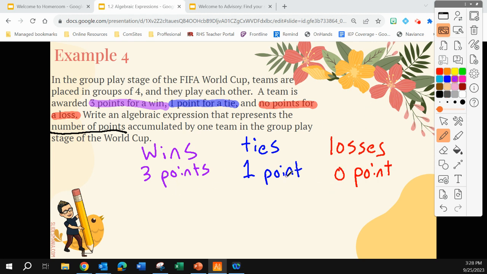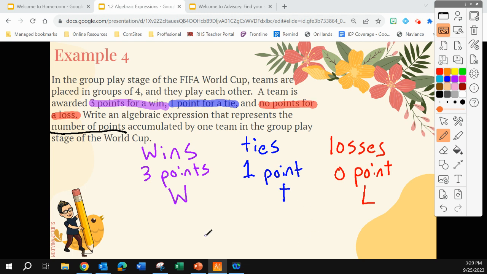So we're going to choose a variable, a letter. This W is going to take place of the fact that we don't know how many wins. This T is going to take place where we don't know how many ties. This L is going to take place for we don't know how many losses.